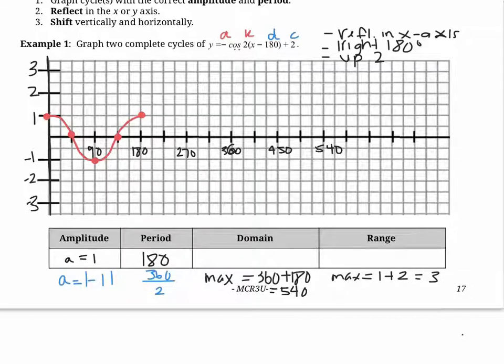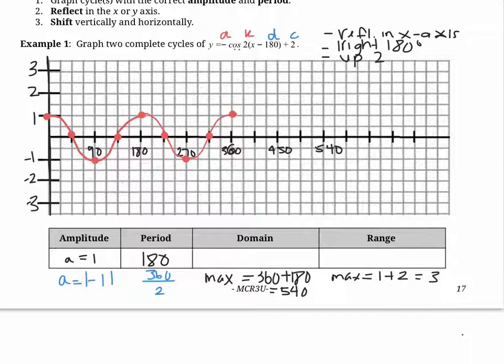So let's go ahead and duplicate it for the second cycle. So try that on your own. So the second cycle is going to have the exact same properties. It's going to start at 180 and end at 360. So our first step of graphing our amplitude and our period is done.